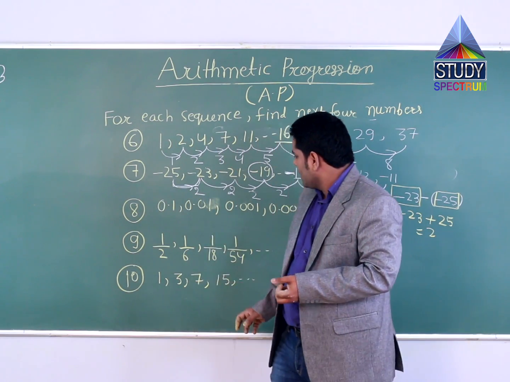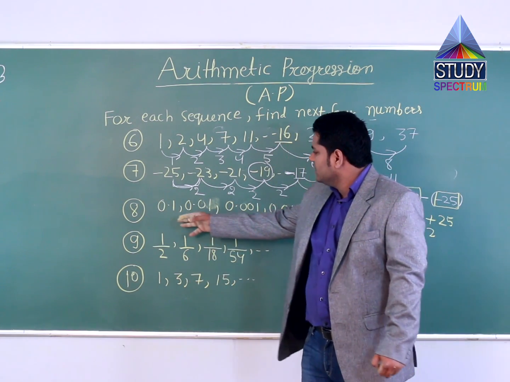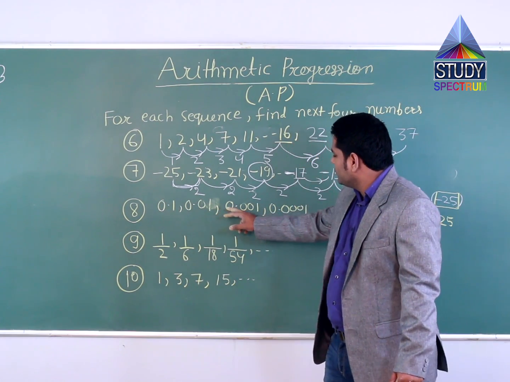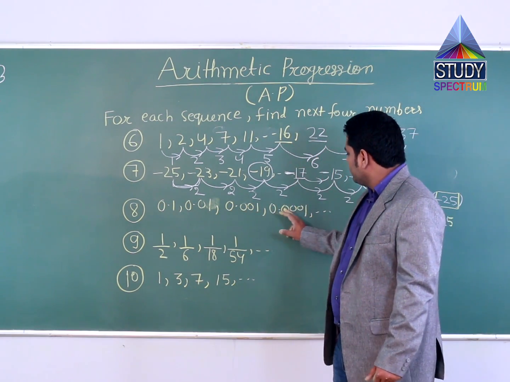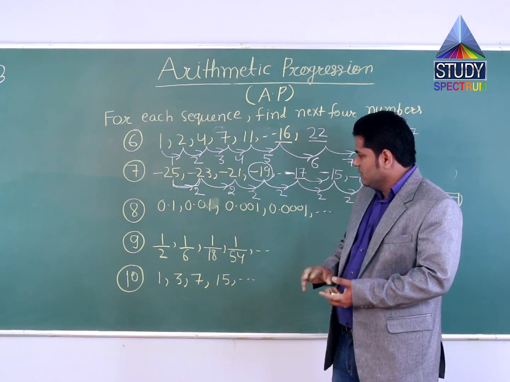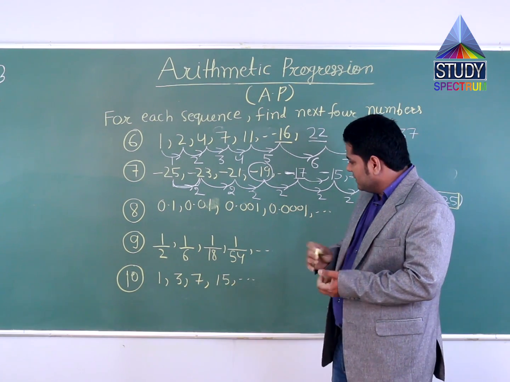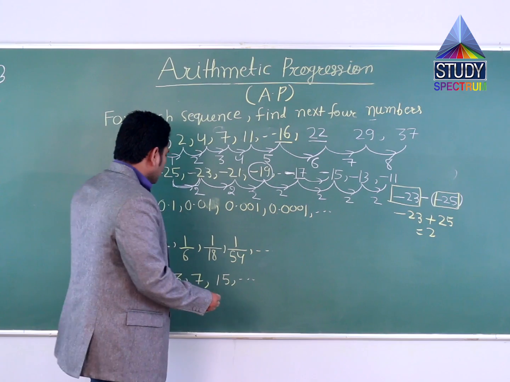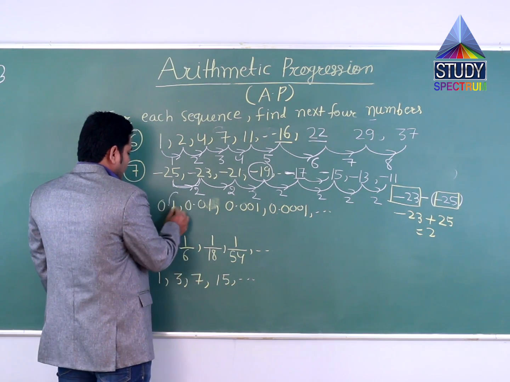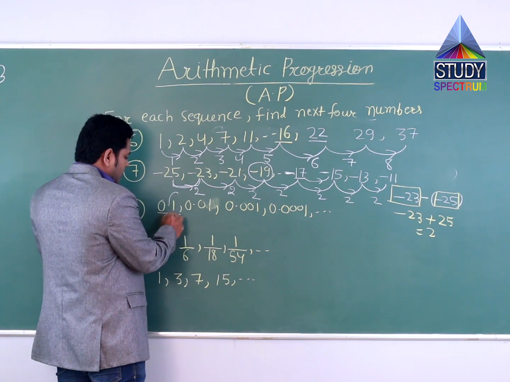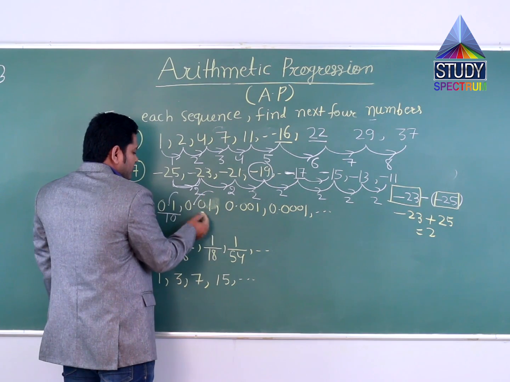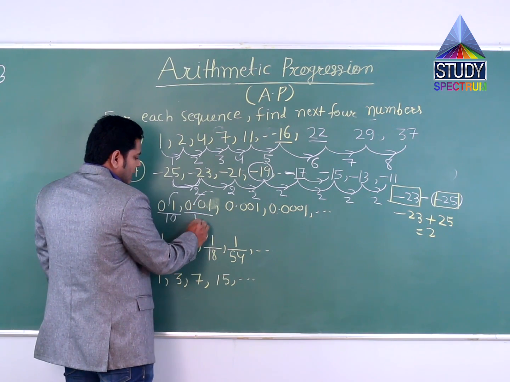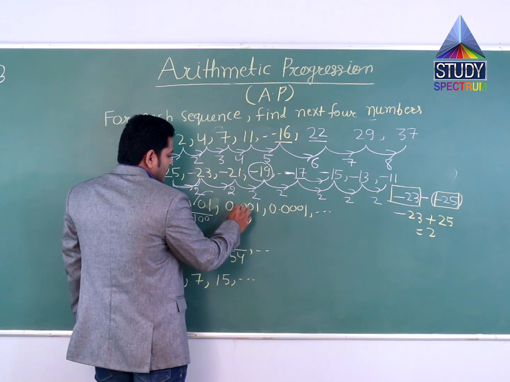Now move to the next question. Question number 8. It is 0.1, 0.01, 0.001, 0.0001. So first of all, understand this. 0.1 means 1 by 10 if you remove the decimal. For 0.01, after the decimal you have two digits, so we will write 100 in the denominator.